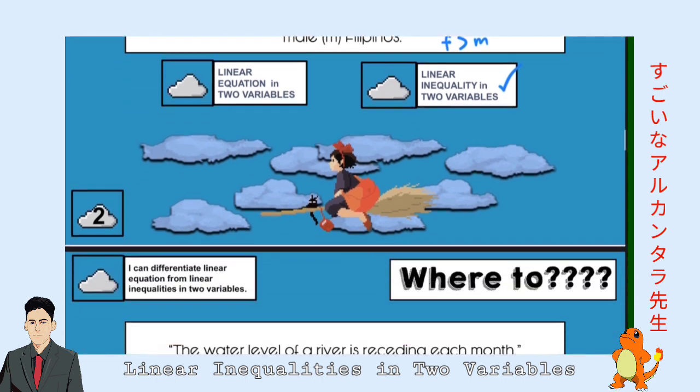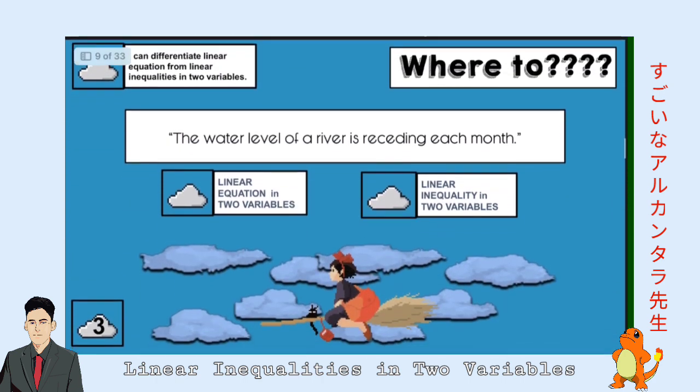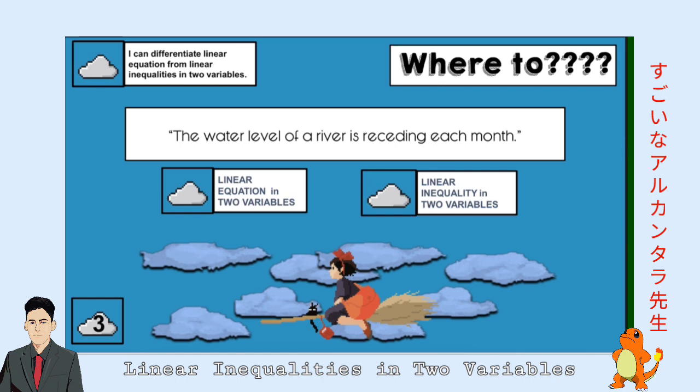The third one we have here: the water level of a river is receding each month. Now, this particular thing is not a linear inequality. It's actually a linear equation. If you remember your previous concept, especially the previous video, that is actually our first item about the receding level of the water in a certain river.